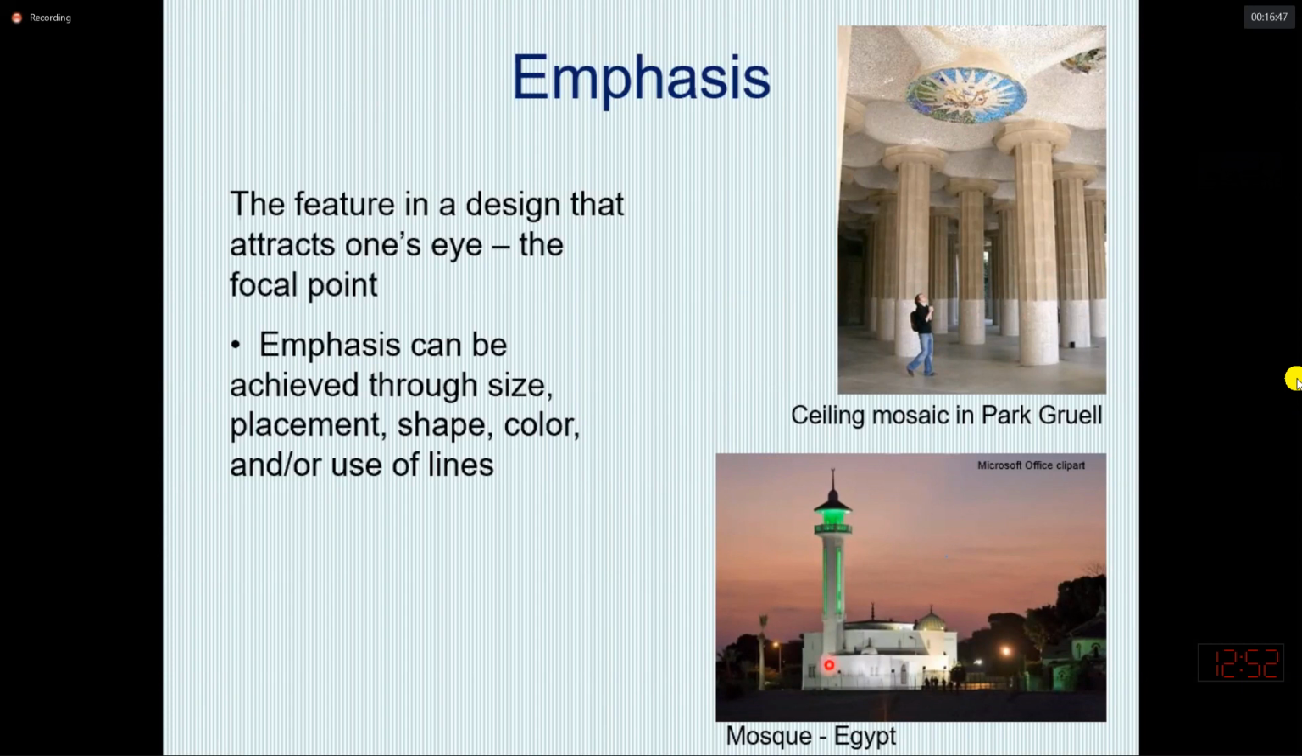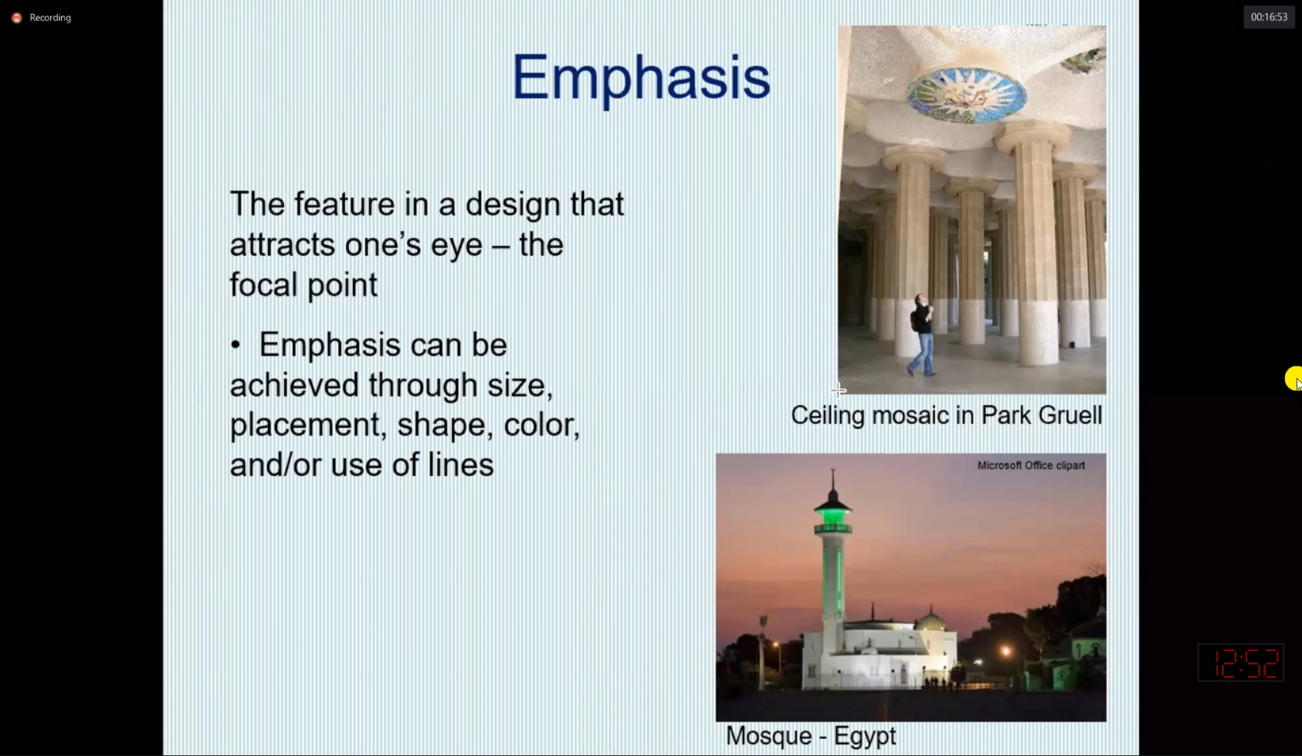The second one is the mosque in Egypt, where the color of the minaret, the size of the minaret, the overall composition and shape of the minaret is different. So it creates some focus in the design.